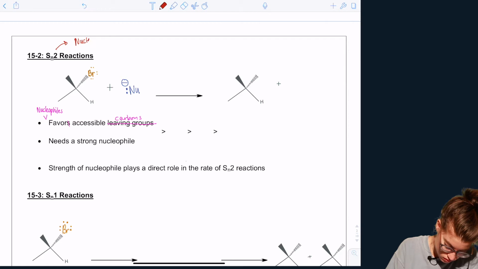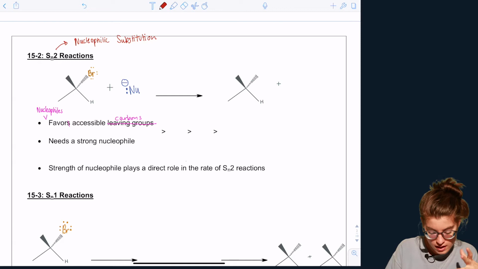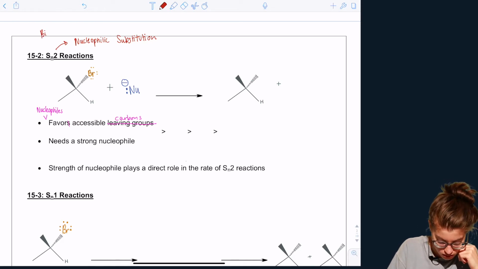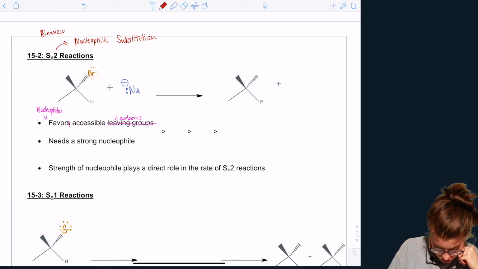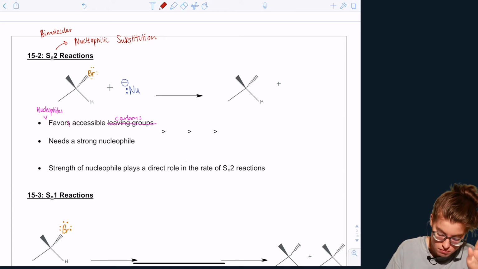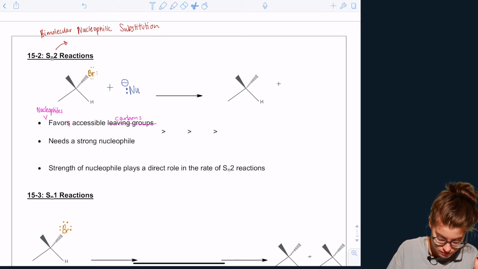nucleophilic substitution. And, well, I guess I could say up here it's bimolecular. Bimolecular. Yes. All right, so it's bimolecular nucleophilic substitution. That's what it stands for.